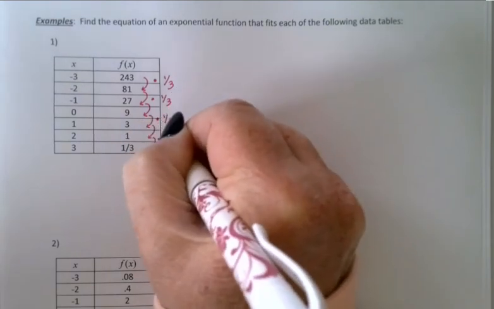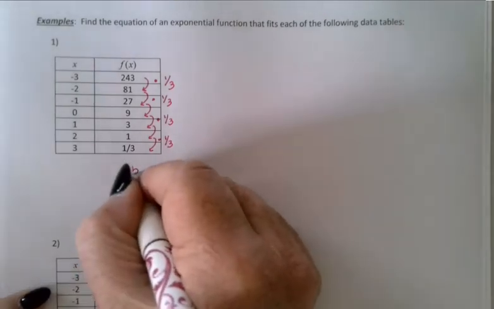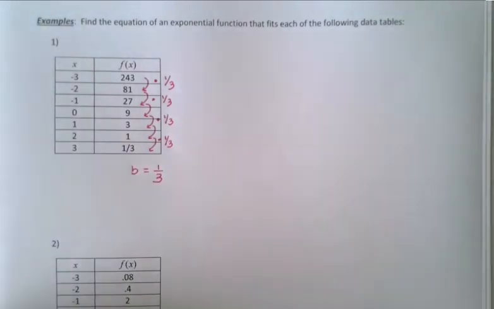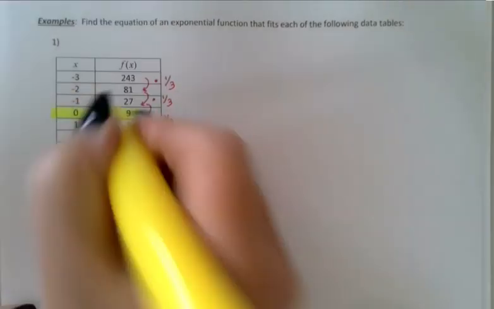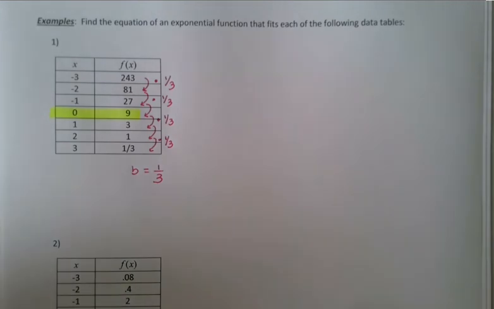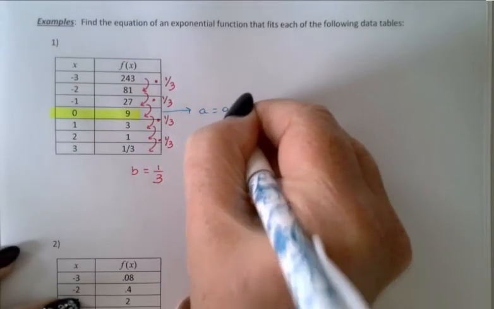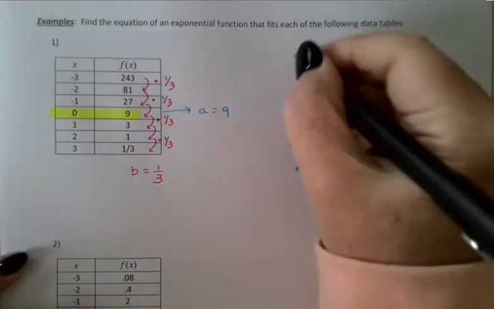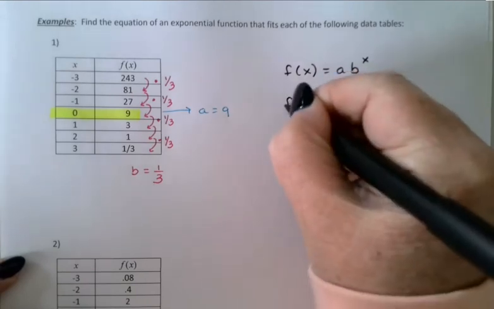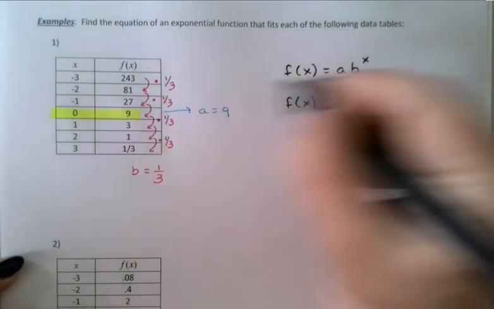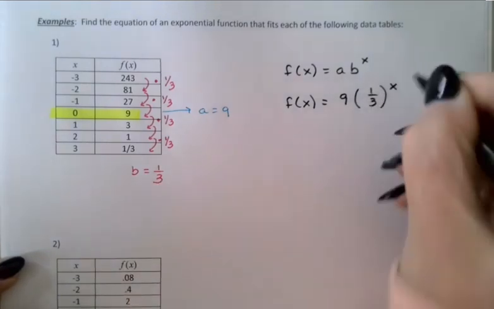Write a few of them out here. I won't write them all. So what that tells me is that b is 1/3. I also have the y-intercept in my table, 0, 9. So what that tells me is that a is 9. And that means that if I would like to write my function f of x in the form a b to the x, I will have 9 times 1/3 to the x.